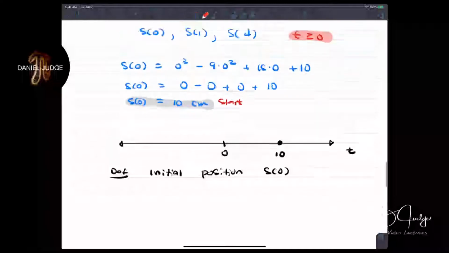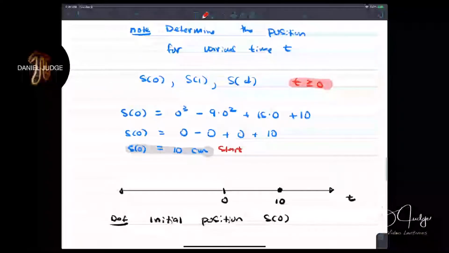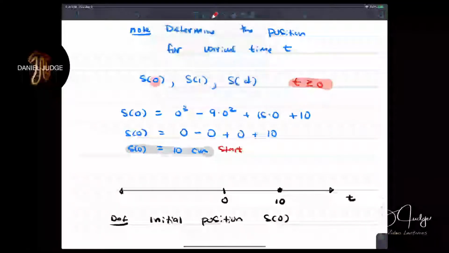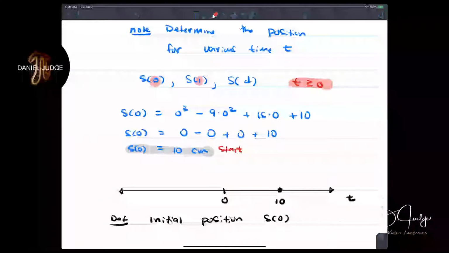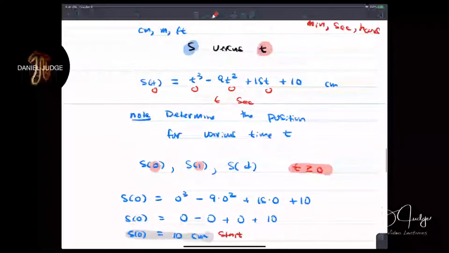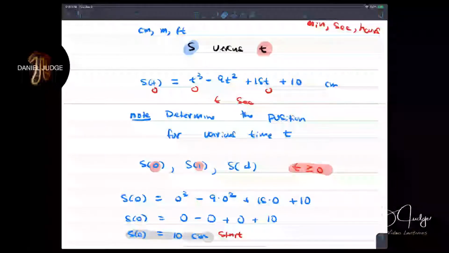And you said, okay, what else did they ask us? Well, here's S of 0. We found it. We got S of 1. So we're going to plug in 1 now. We're plugging in 1.